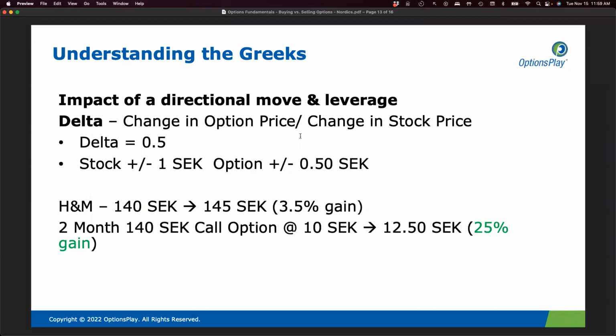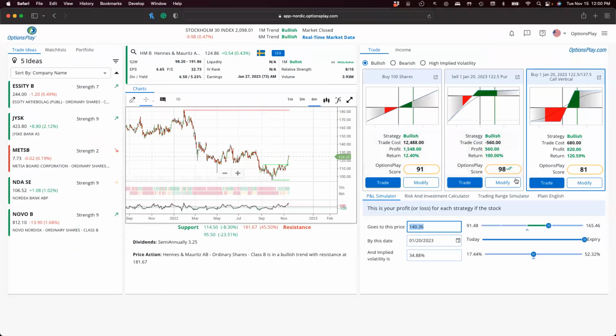Okay, so I'll talk about 3 Greeks today that are important for trading options. The first one is going to be called delta. Delta tells you the change in the option price with respect to the change in the stock price. Basically saying, if the stock moves by a certain amount, how much does the option price move in that same direction?